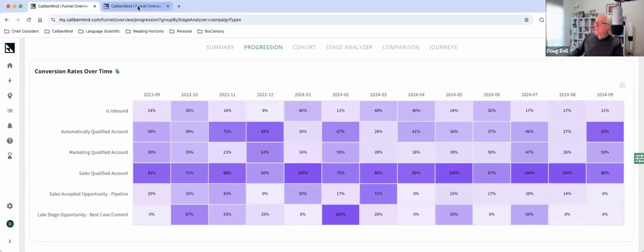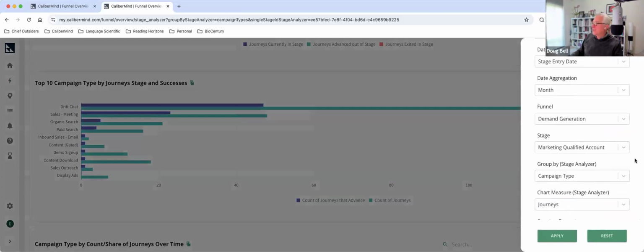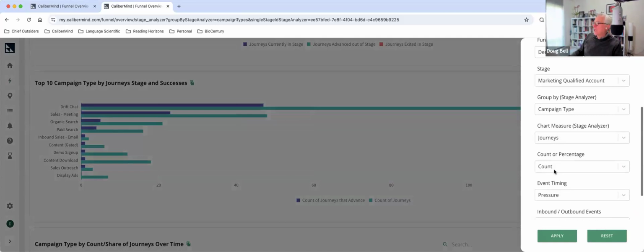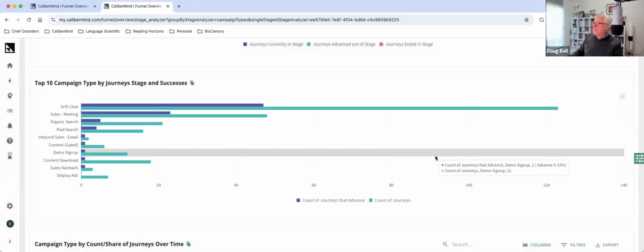So I'm going to pop into a different part of the funnels product here at CaliberMind. And I'm in the CaliberMind platform, by the way. This is the marketing decision engine that you're taking a look at. And what I'm doing right now is I'm taking a slice across the middle of my funnel, my demand gen inbound funnel. And I'm taking a look at it from a campaign type standpoint. I want to know the number. And then I'm looking at the journeys. And then the event type timing is called a pressure event. In other words, what's tipping it into the next stage. So I've got that preset for us.